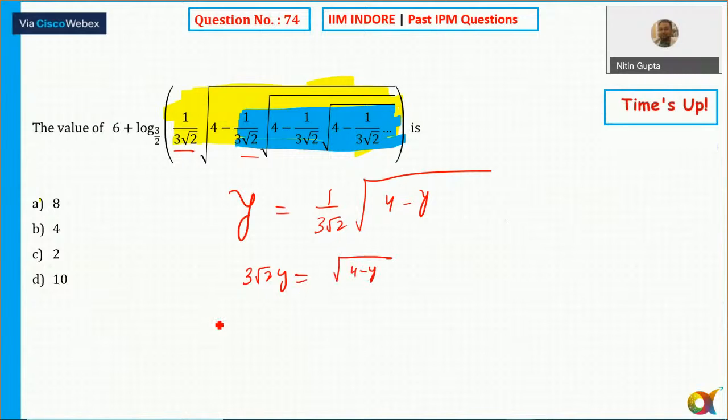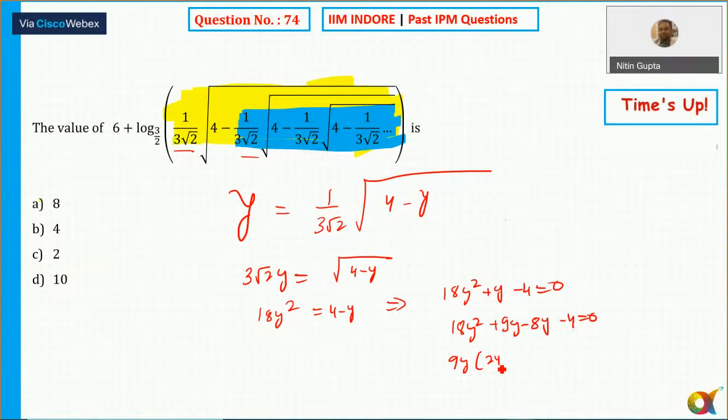All right. And then squaring both the sides, I'll get 18y square, which is equal to 4 minus y. So from here, I'll get 18y square plus y minus 4 equal to 0. So 9 8s are 72, so 9y minus 8y minus 4 equal to 0. So 9y is common, I'll say 2y plus 1, and then minus 4 is common, then 2y plus 1, which is equal to 0. So (9y minus 4) into (2y plus 1) is equal to 0.